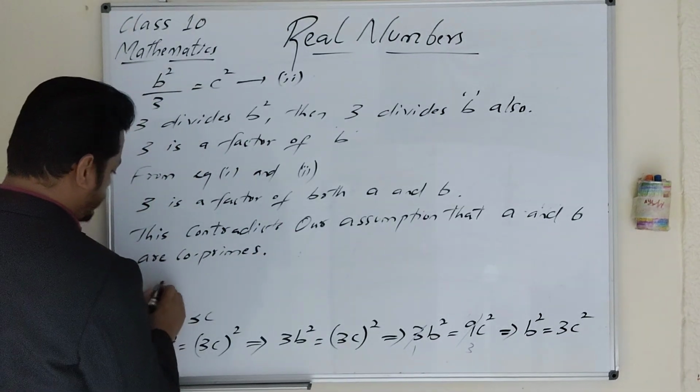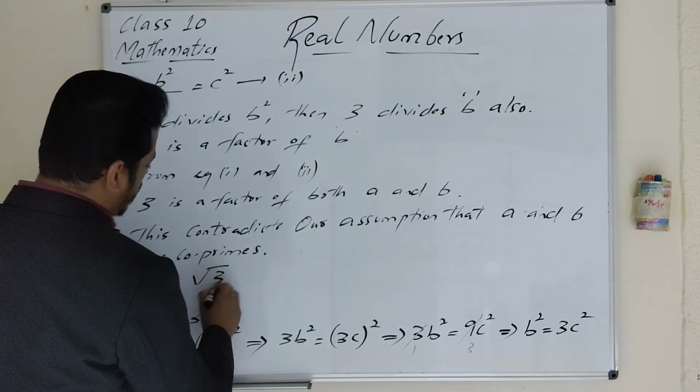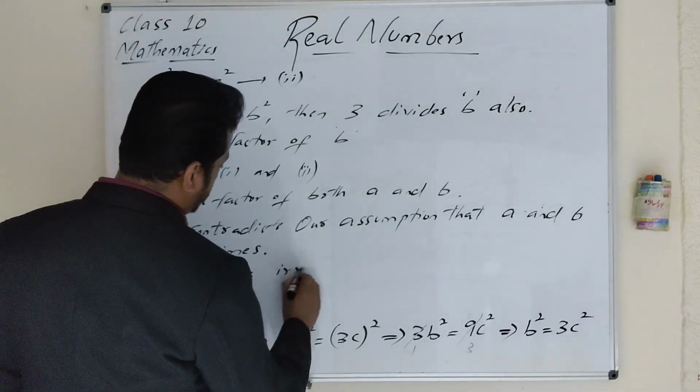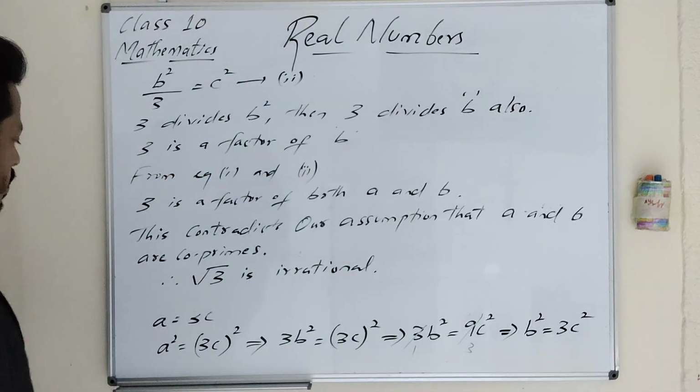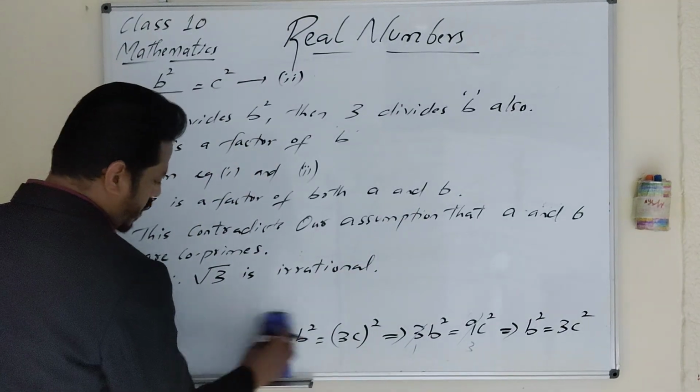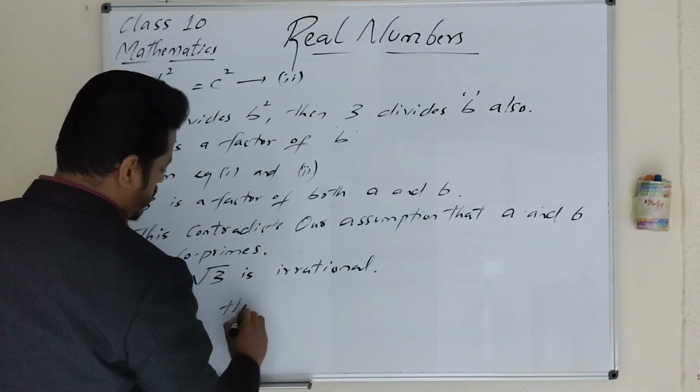So therefore, you can say root 3 is an irrational number. Hence proved.